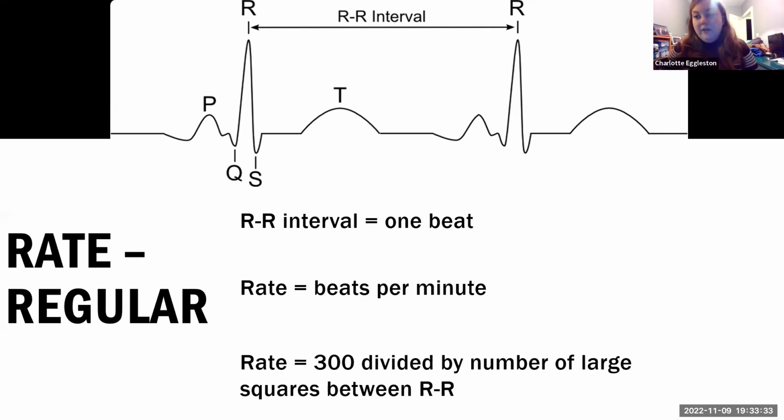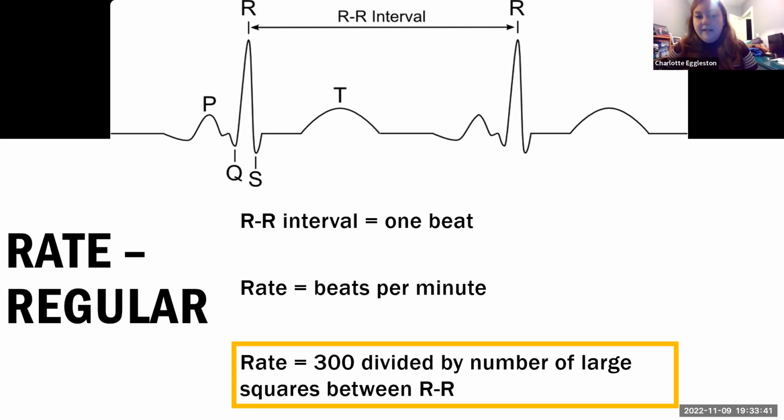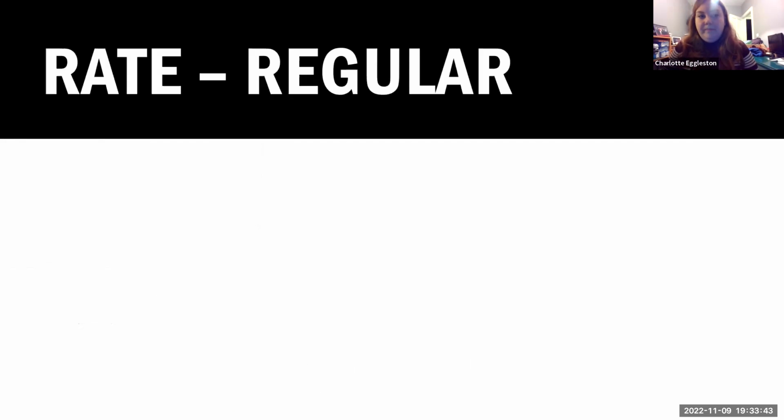Because we know there's 300 big squares per minute, if we divide 300 by the number of large squares between the R to R, that will give us a rate. And I'll show you an example.